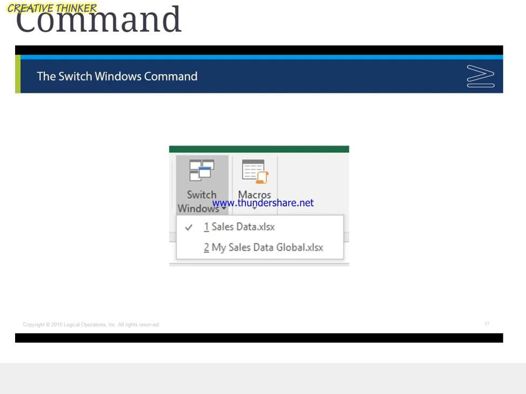The Switch Windows command allows you to easily switch among multiple open workbooks. This way, you can change which open workbook you want to view without having to minimize or manually arrange the windows. It can be helpful when you select the Cascade option earlier in the Arrange Windows dialog box. You can use the Switch command and quickly access that same option.